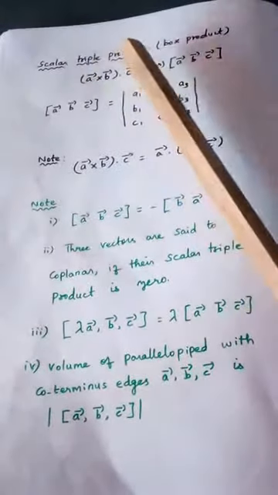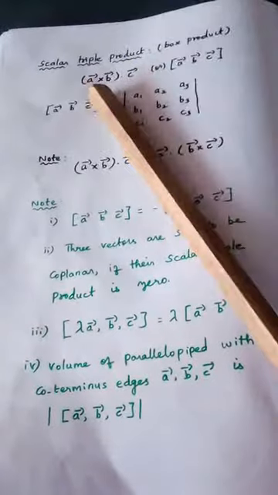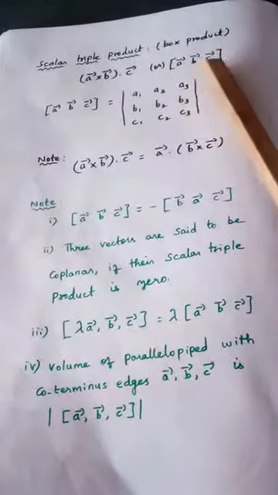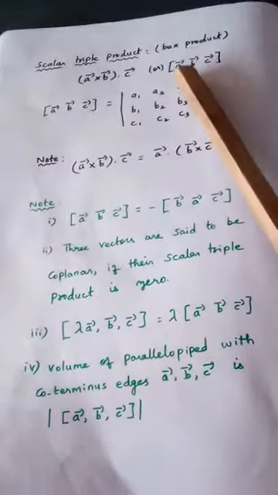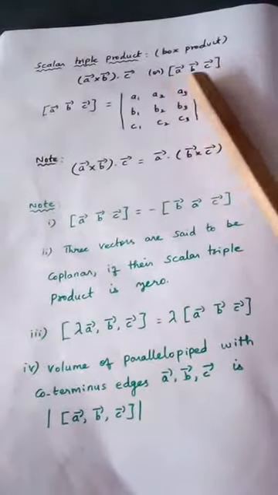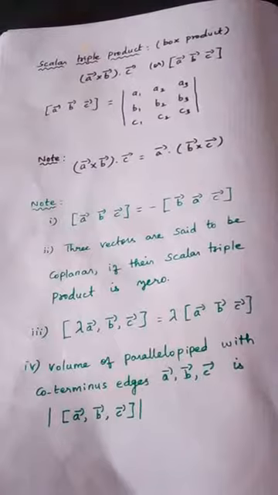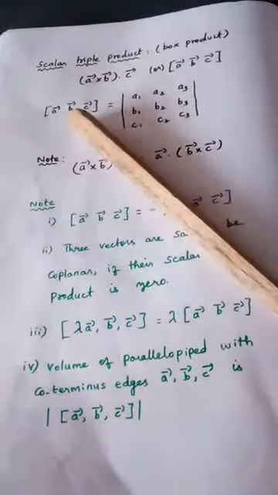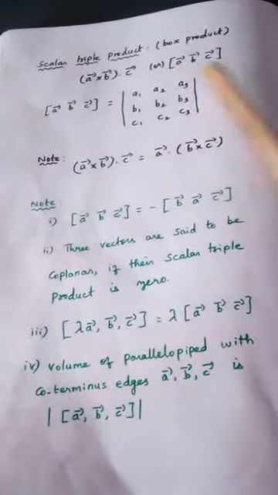Definitely three vectors will be there. One is cross, another one is dot. We can even say box product. Box ABC, we can read this as box ABC. Okay. How to find box ABC value? We can find the box ABC value using a determinant.